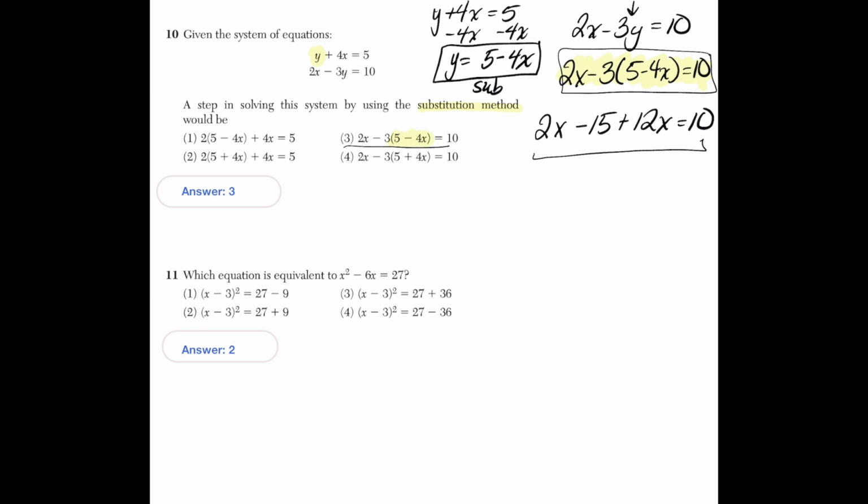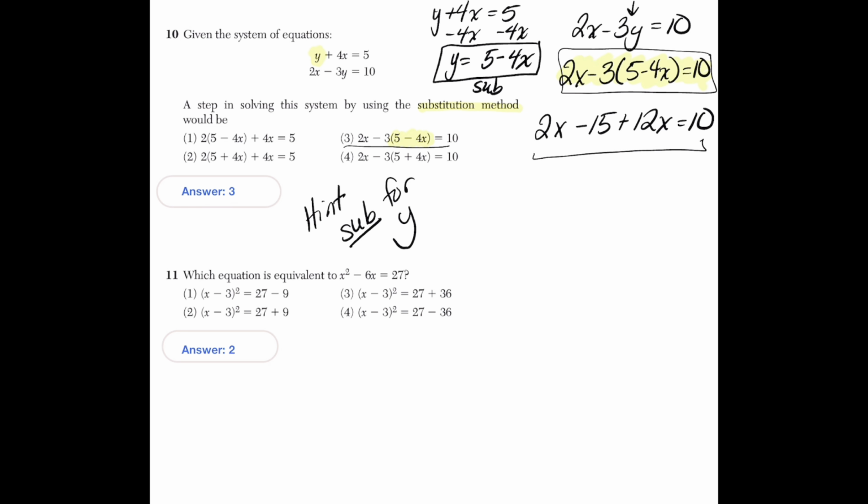Alright, now another way you could have looked at this, like let's say you didn't see it at first. You could have looked at your choices and said, I see the x in all my choices. I see only a variable of x. I don't see any y's. And that would have been another hint that they substituted for y.